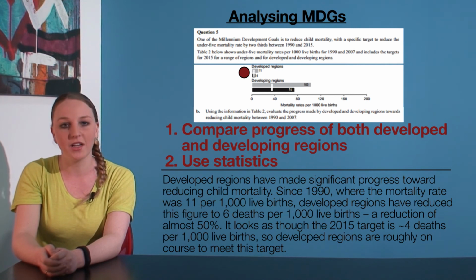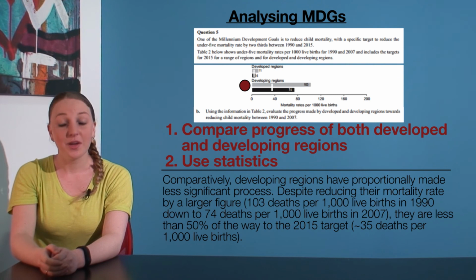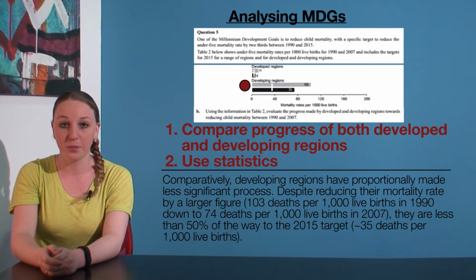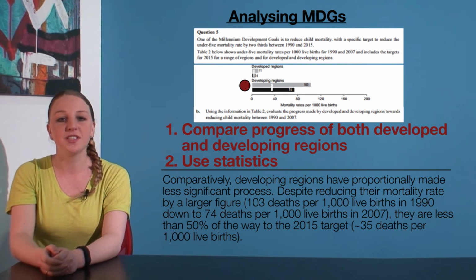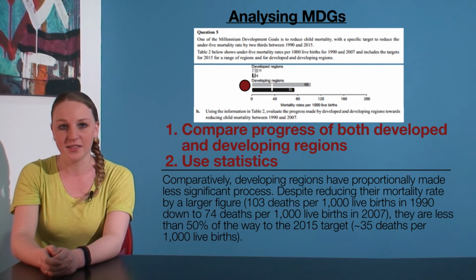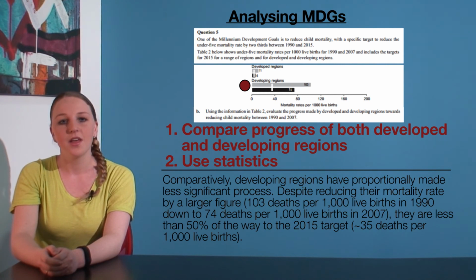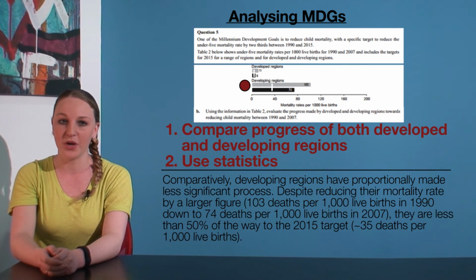We also need to analyse the progress of developing regions. So, comparatively, developing regions have proportionally made less significant progress. Despite reducing their mortality rate by a larger figure, 103 deaths per 1,000 live births in 1990, down to 74 deaths per 1,000 live births in 2007, they are less than 50% of the way to the 2015 target, 35 deaths per 1,000 live births.